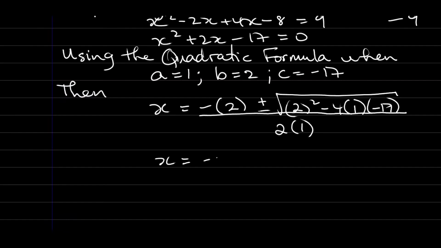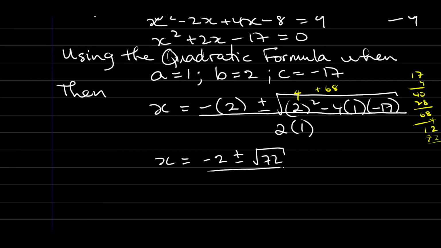All right, let's simplify a little bit. So x here would be minus 2 plus or minus, and let's see, 2 squared is going to give me 4 here. And then I have 17 by 4, which is 68. So plus 68, and then I'm going to add these two together. That is 68 plus 4, which is 72. I know that was easy, but I just fumbled. Let's see. So the square root of 72 divided by 2.